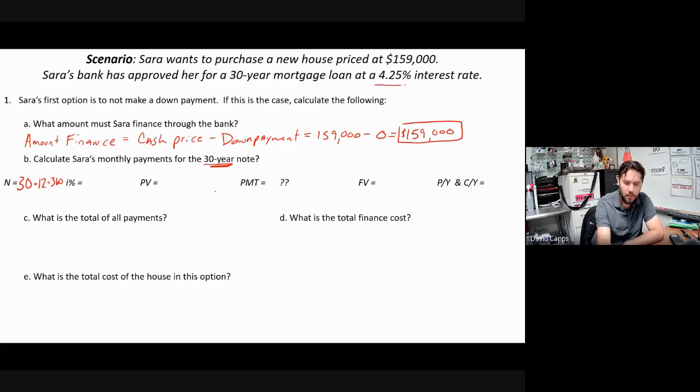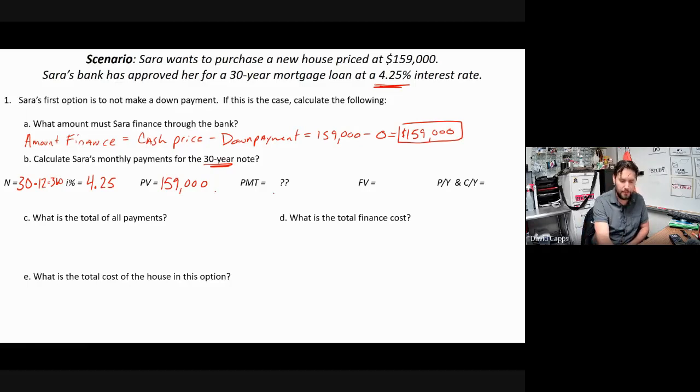Her interest rate here is 4.25%. The present value of her loan is the amount she's financing, and this is going to be positive to her. Remember, we usually put it as a negative, that's if you pay it. Well, she's getting $159,000. You have to think about it this way. She's getting that $159,000 to buy the house. So the bank is giving her $159,000. That's positive to you. Congratulations.